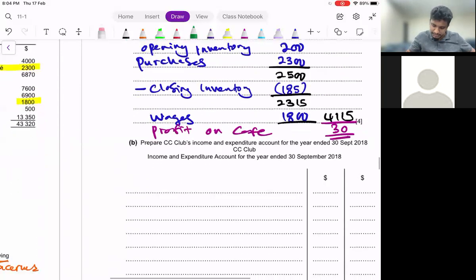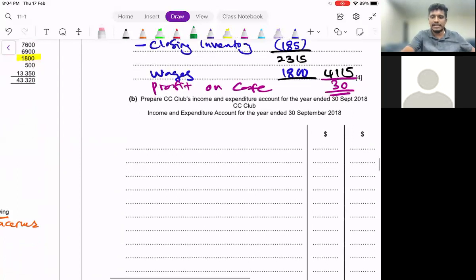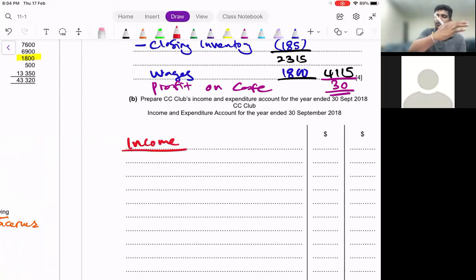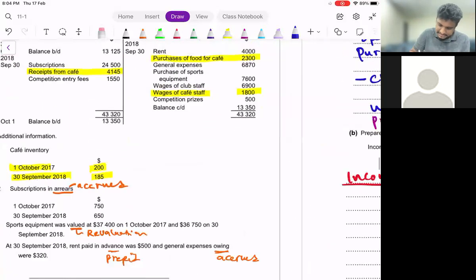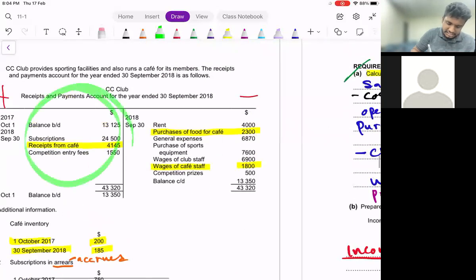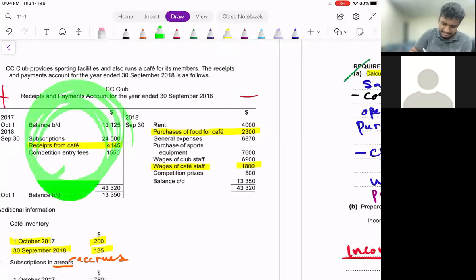So next, the question asked me to do income and expenditure. Income and expenditure is income minus expenditure. So first, the format is income minus expenditure. First, let me look for all the income and list it down here, and then total up before I write the expenditure. Normally you can search for income in the receipts here.